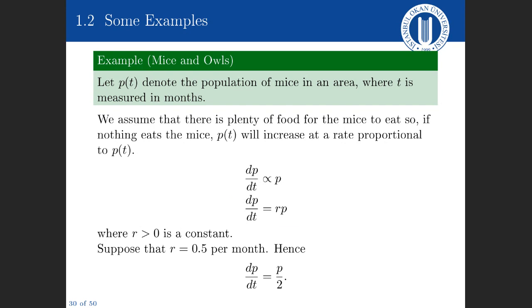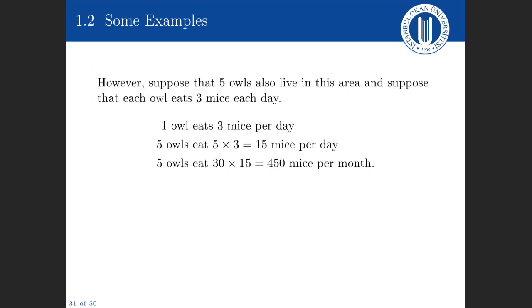And just to make this a little bit easier, let's put some numbers in. Let's just suppose that r is 0.5 per month. So so far we have the differential equation dp/dt is equal to p over 2. However, let's suppose that the mice are not alone in this area. Let's suppose there's also 5 owls in this area. And let's suppose that each owl eats 3 mice each day.